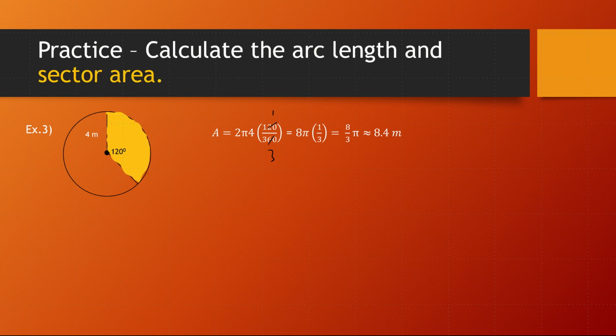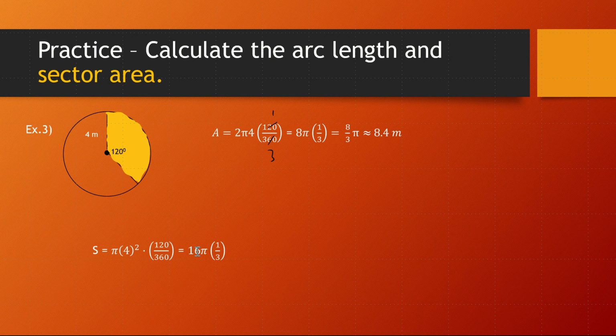Okay, so now let's move on to the sector area, which I've highlighted right here in yellow. We're trying to figure out this area right here. And in order to do that, we have to use this equation. So we have pi r squared times 120 over 360. What we're going to do is simplify that first and then plug it into our calculator.